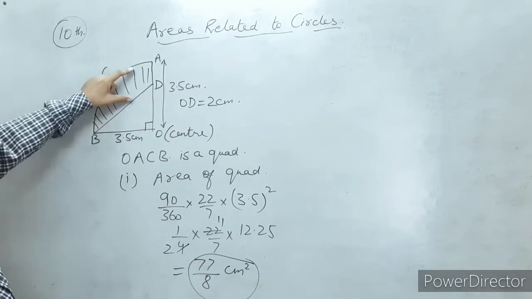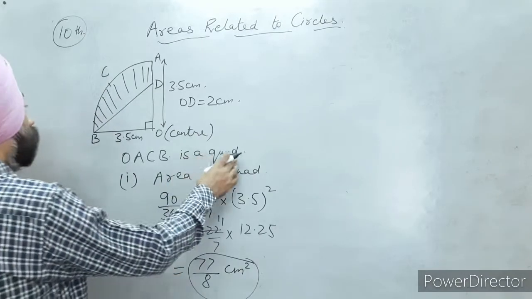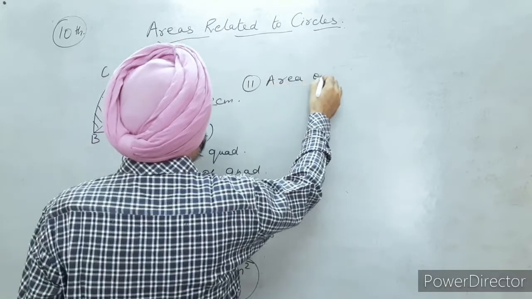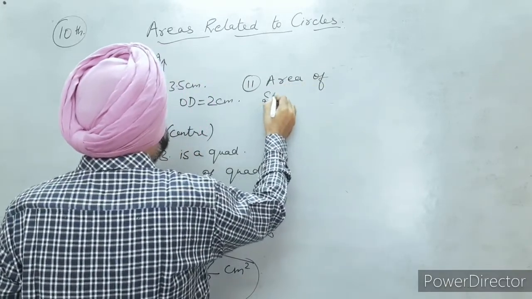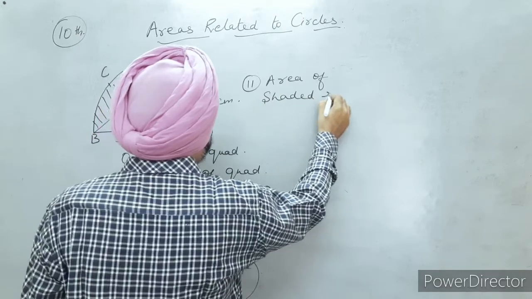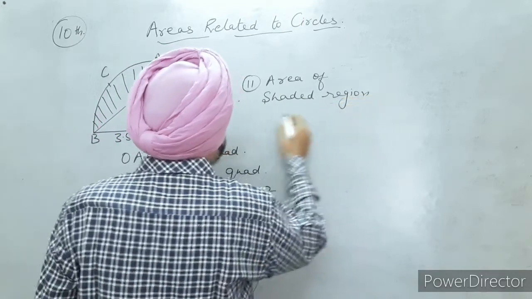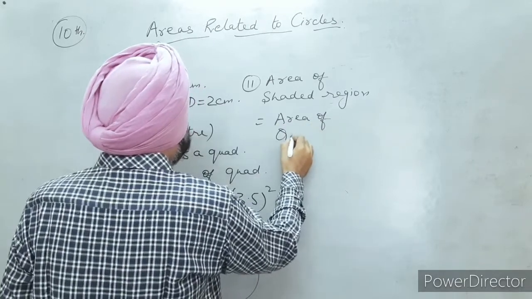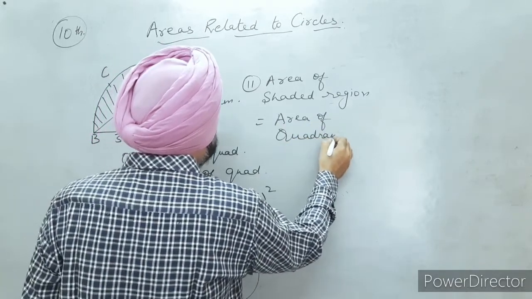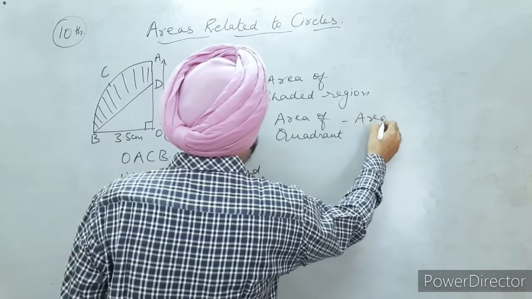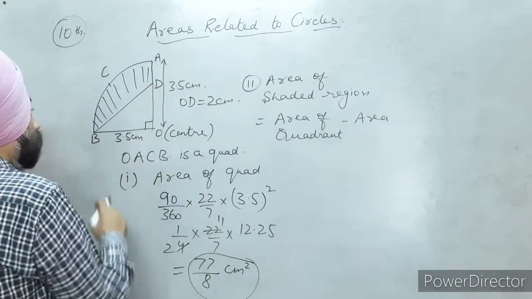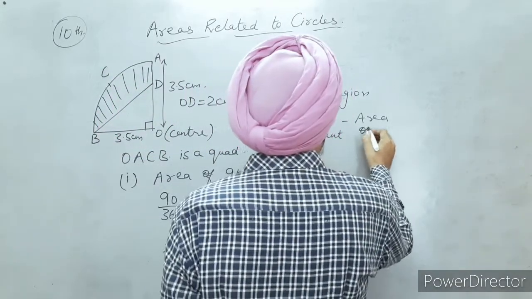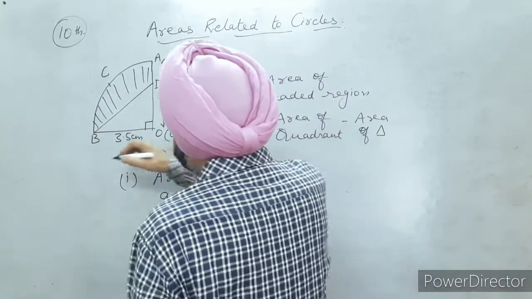Now how to calculate the area of the shaded region? The second part is the area of the shaded region. This is the area of the quadrant minus the area of the right angle triangle. Area of triangle, say BOD.